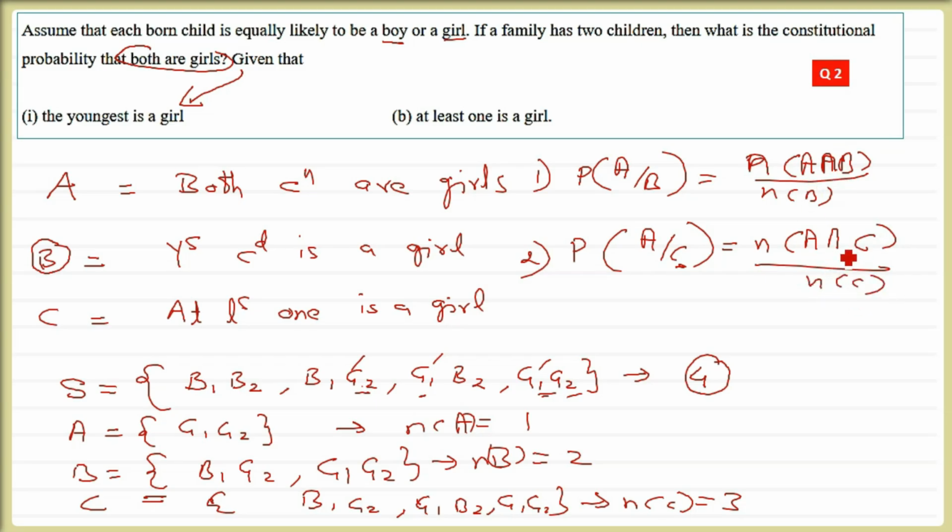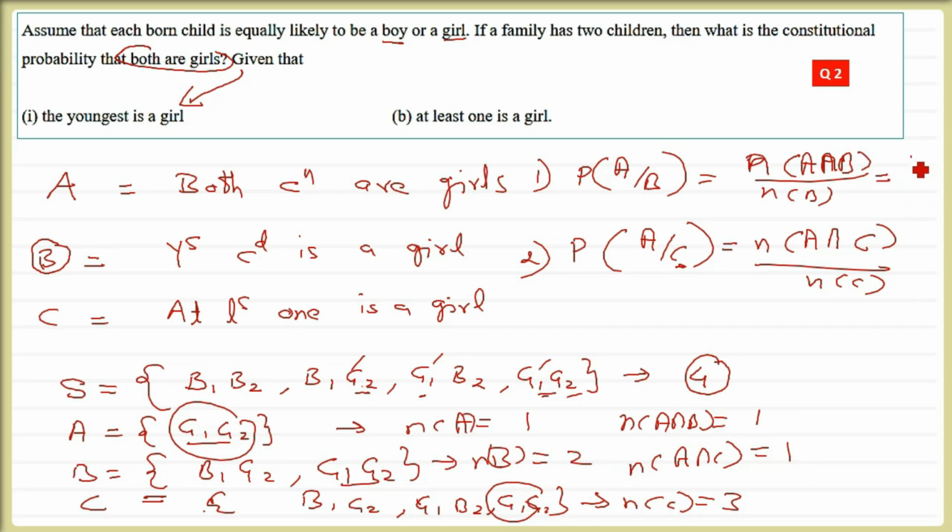All the numbers I have already computed. What is N(A intersection B)? What is common between A and B? G1, G2 only, so it is 1. Now A intersection C, what is common between A and C? Again G1, G2 only, so N(A intersection C) is again 1. Now let us put it here. N(A intersection B) is 1, and the count in B is 2, so 1 divided by 2. N(A intersection C) is 1, and the count in NC, I just counted it, is 3.